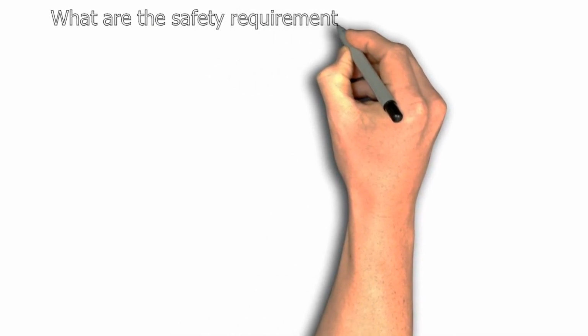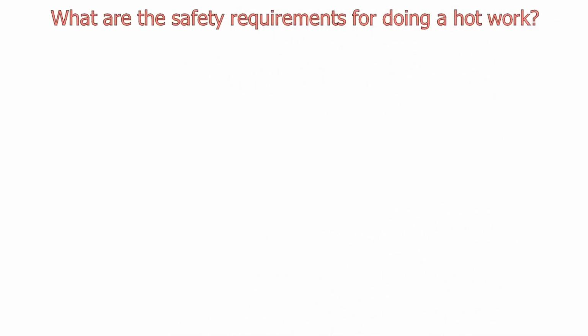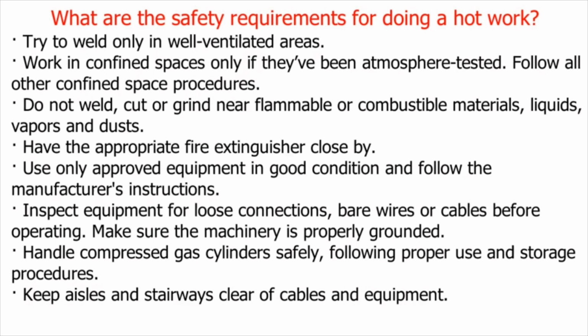What are the safety requirements for doing a hot work? Try to weld only in well-ventilated areas. Work in confined spaces only if they've been atmosphere tested. Follow all other confined space procedures. Do not weld, cut or grind near flammable or combustible materials, liquids, vapors and dusts.